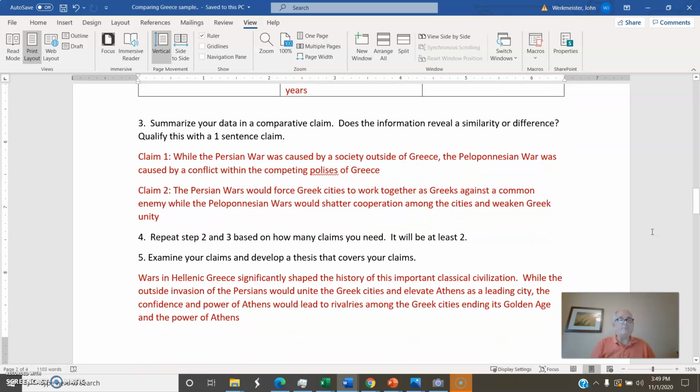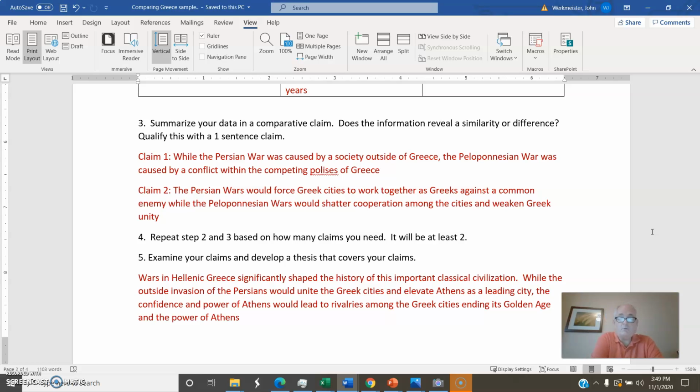So I put these down, and I have to take that information, meaning the things I'm comparing, and create two clear comparative claims. My one issue looks at the cause. So I have, while the Persian War was caused by society outside of Greece, the Peloponnesian War was caused by a conflict within the competing polities of Greece.